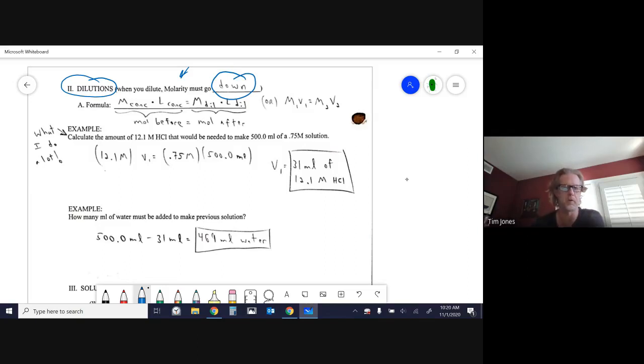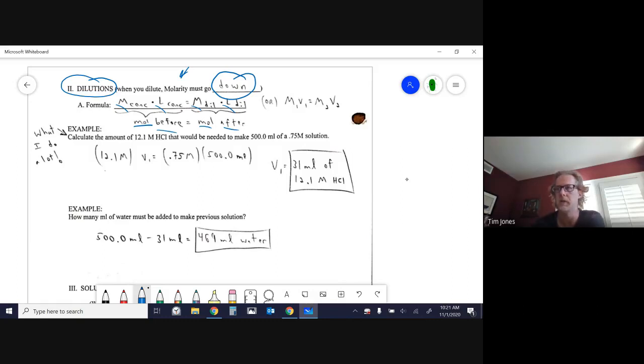And the formal definition is that molarity of concentrated times liters of concentrated equals molarity diluted times liters of diluted. Now, the reason this one is in liters is because molarity times liters equals moles. And essentially what the math is saying is that the moles of solute before the reaction is equal to the moles of solute after, and that makes sense.